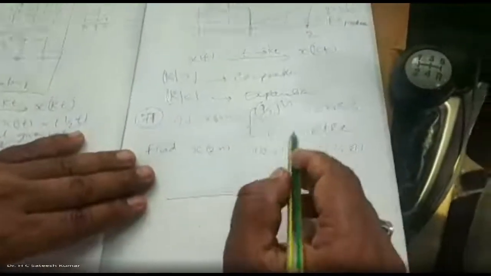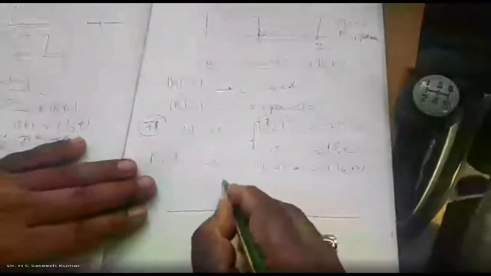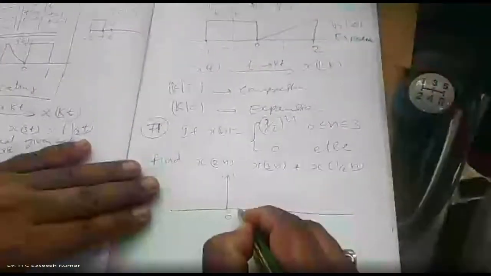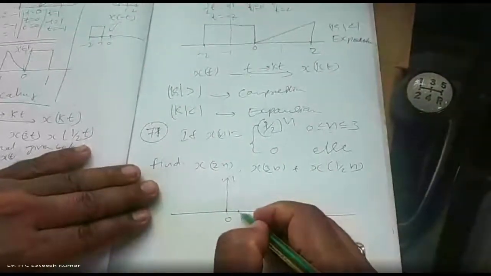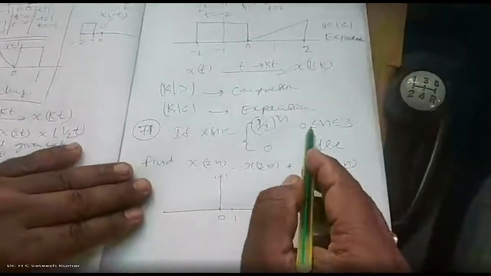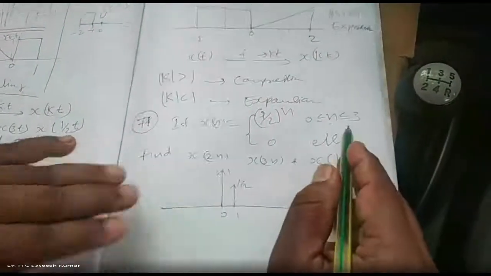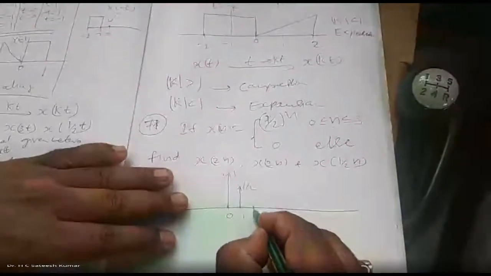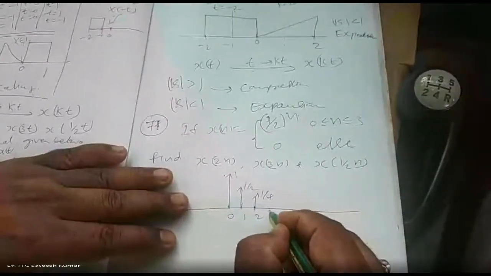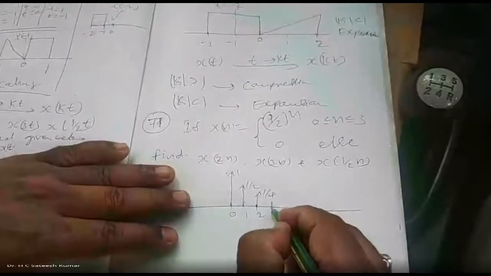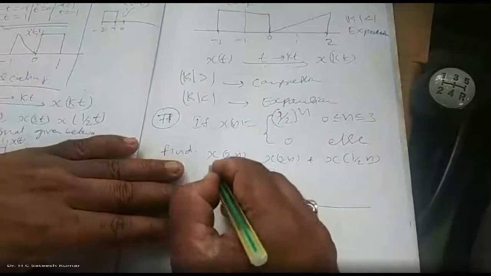n lies between 0 to 3 now. At 0, half to the power of 0 is 1. At 1, half to the power of 1 is half. At 2, half to the power of 2 is 1 by 4. At 3, half to the power of 3 is 1 by 8. This is your x of n.